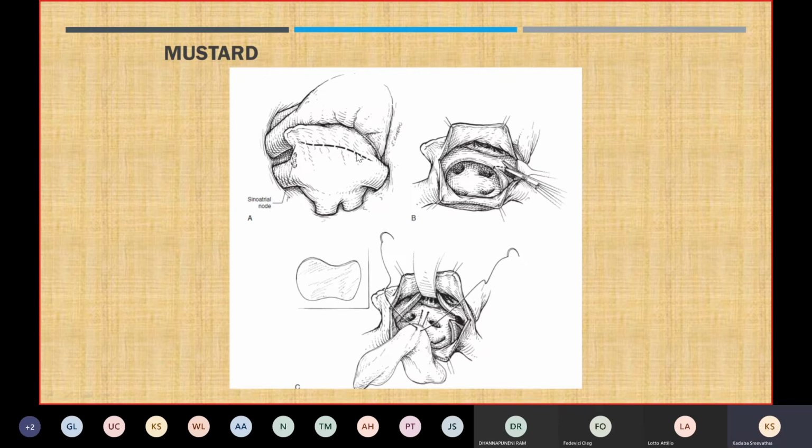Now, the second surgery is the Mustard surgery. The Mustard surgery, though technically considered much easier, has more complications associated with it. Here we can see the right atrium is incised, the intraatrial septum is totally excised, and the coronary sinus is opened up to the intraatrial septum.